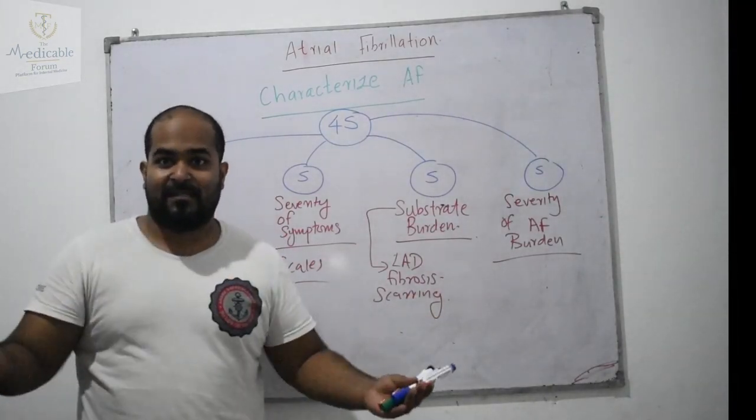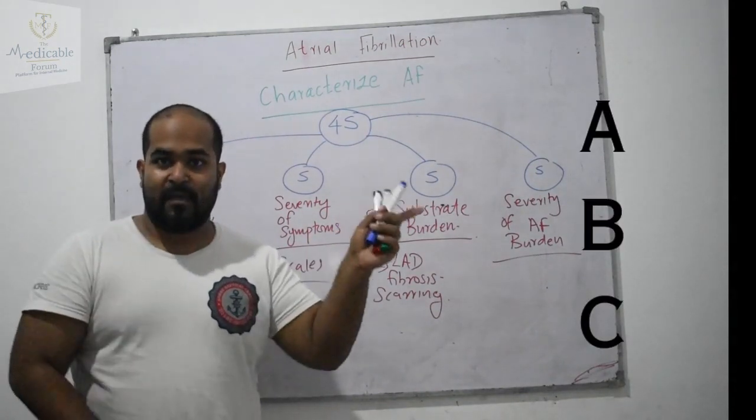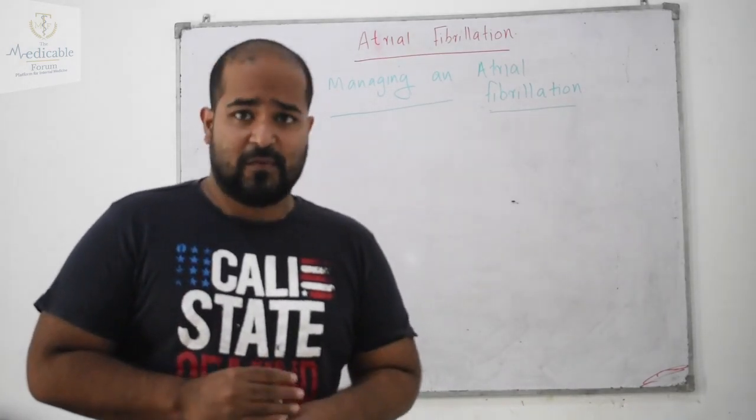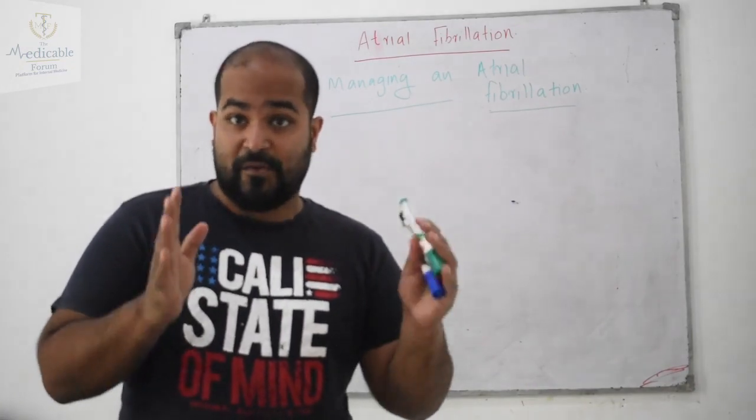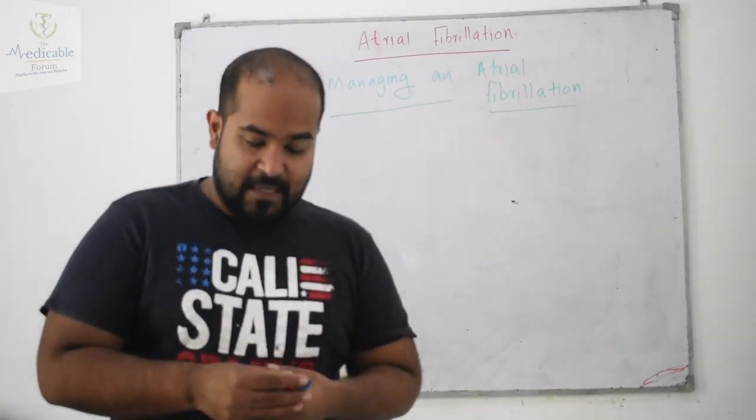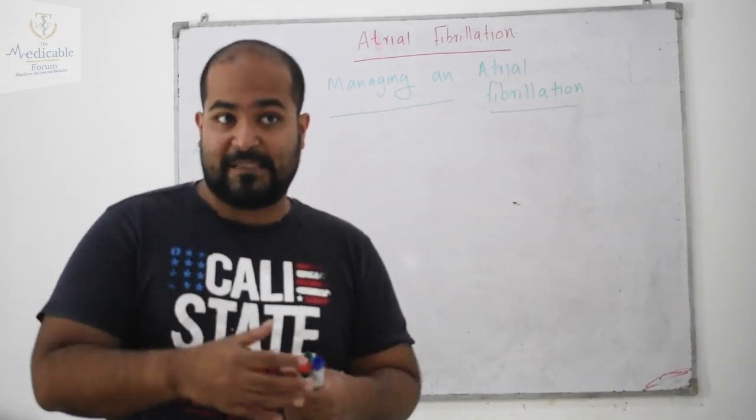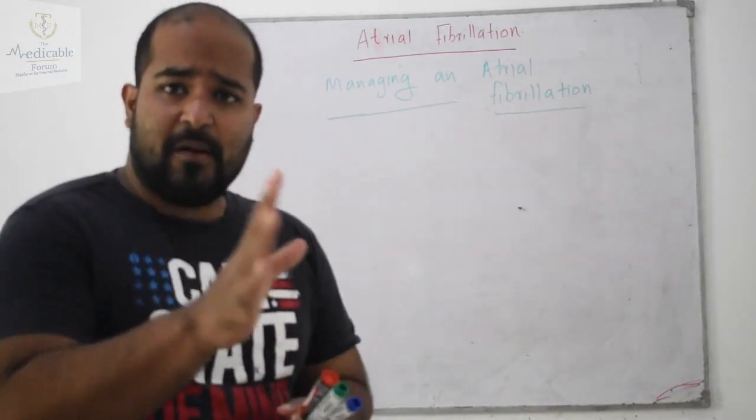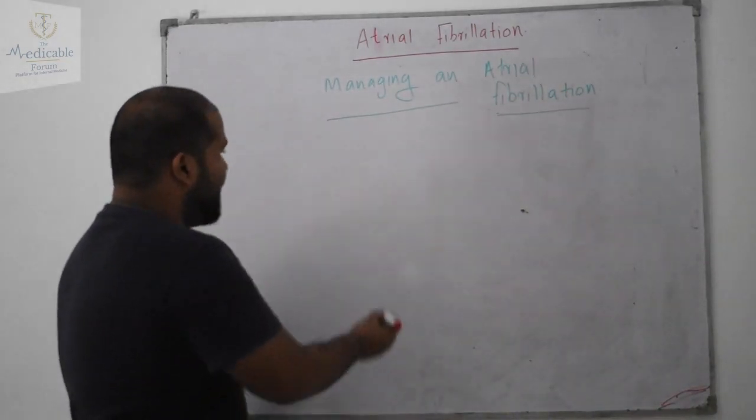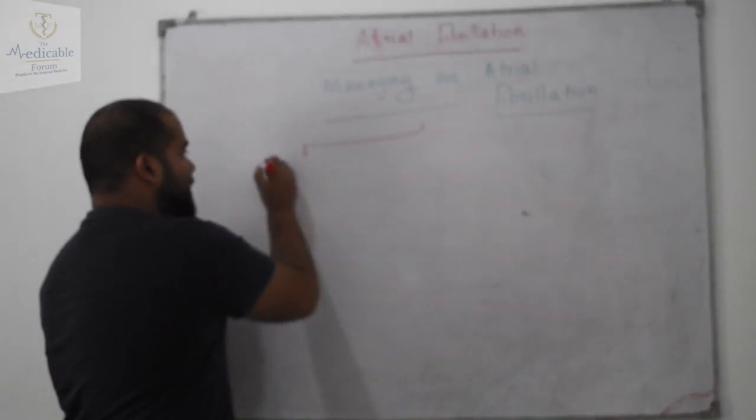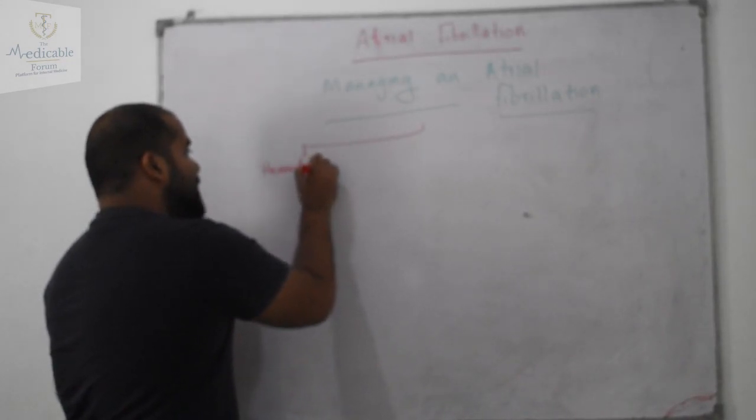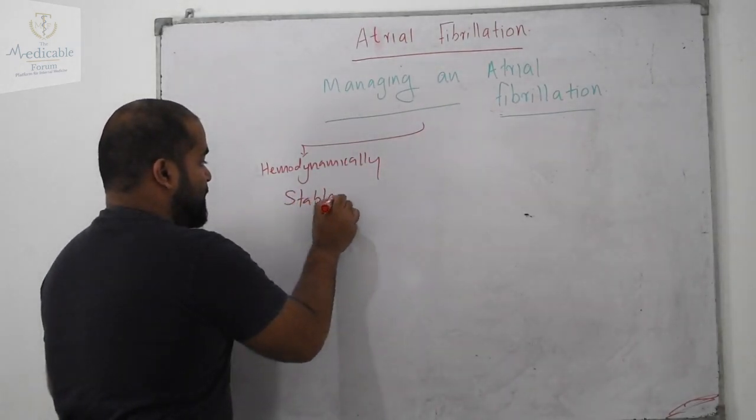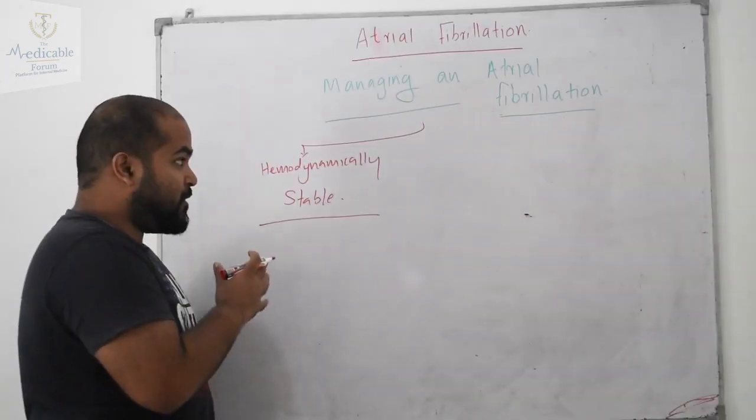Now once you've done this, the next is jump into treatment, which is A, B, C. Next, we'll talk about how to manage an atrial fibrillation. So first we learned about how to confirm, how to characterize, and now let's go to manage. When I was talking about how atrial fibrillation manifests, they can manifest symptomatic or asymptomatic. When we talk about the symptomatic ones, we have to mainly have two different distinctions. One thing is hemodynamically stable. So this is one entity which we are going to focus on.